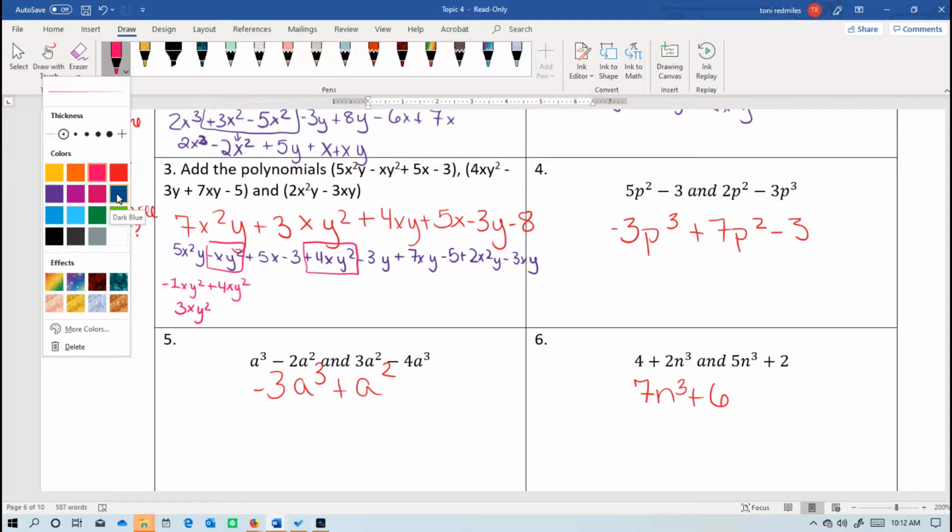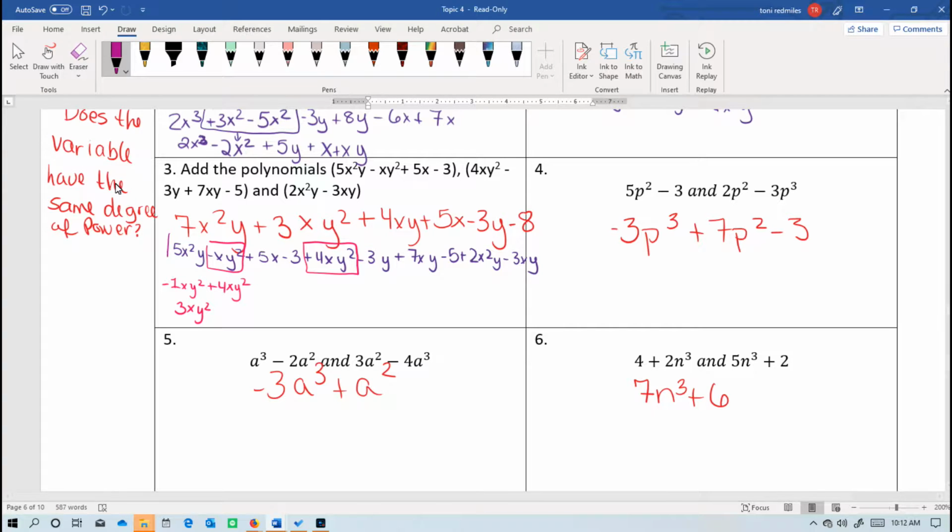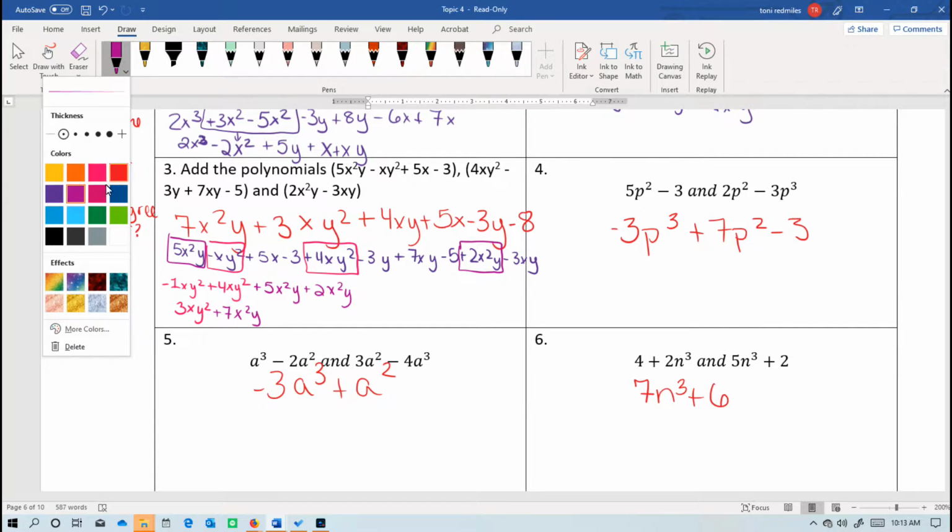So now I have to get the x squared. This term has an x squared. This one has an x squared. So 5 plus 2 is going to be 7, and it's going to be a positive 7, so I'm going to write plus there. 7x squared y, all right, and let's do the next one.